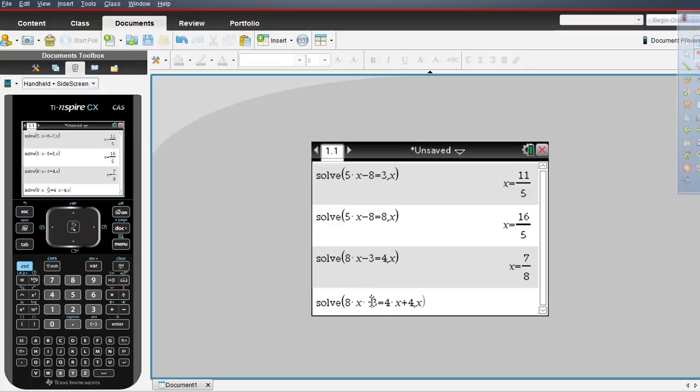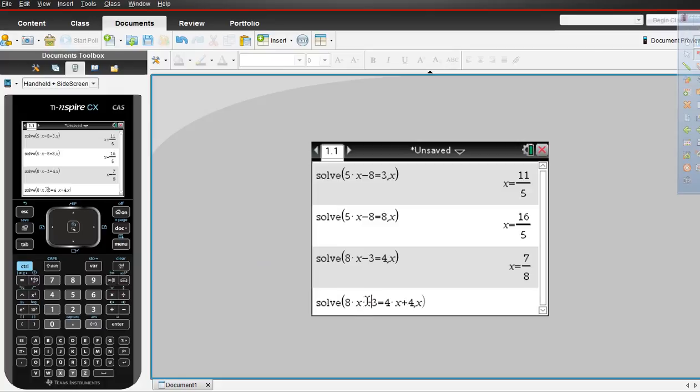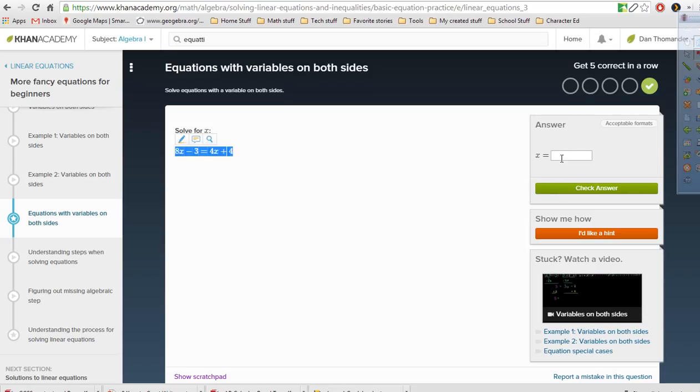This is a little trick there. I gotta be careful when I copied that, because it was 8x minus 3, right? 8x minus 3 right here, if you look, but it copied over 8x times negative 3. It thought that was a negative sign. And that's not the same thing, 8x times negative 3. So I've got to be careful. It's 8x minus 3 equals 4x plus 4. And I put comma x because that's what I'm solving for. And I hit enter. So that's 7/4.